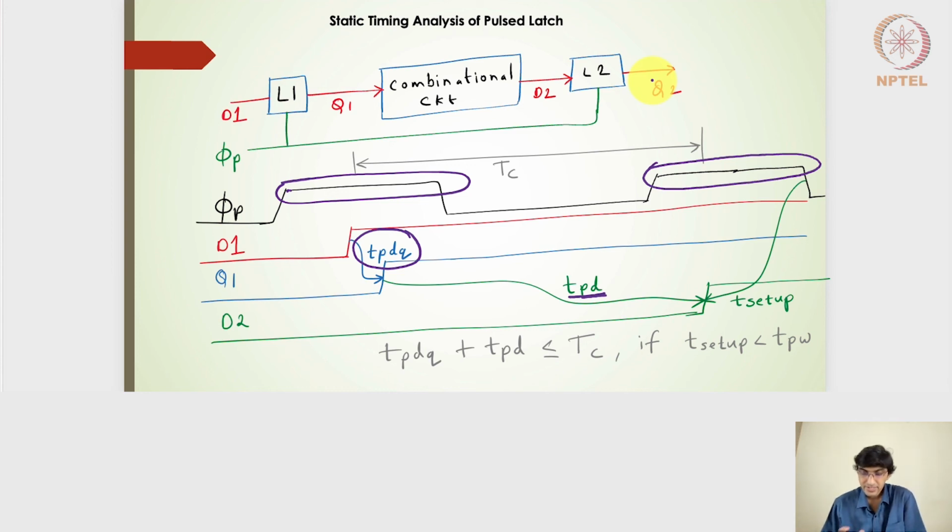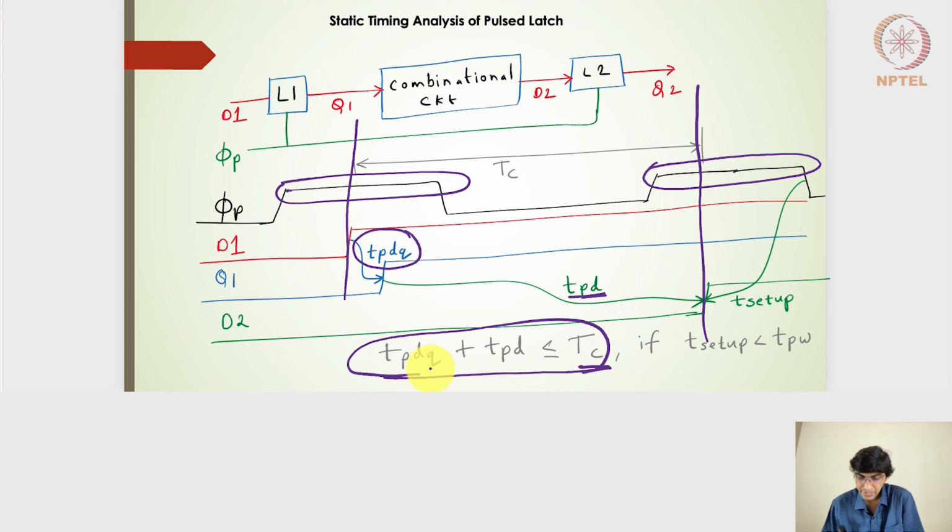But if I look into this particular timing analysis, it is very clear that because the pulse width is very high compared to the setup time, I can design my clock such that it is nothing but this component plus this component, and I can design my clock in these two particular levels. So this is my TC value. The TC value should be greater than or equal to TPDQ plus TPD, very similar to the transparent phase latch clock designs.